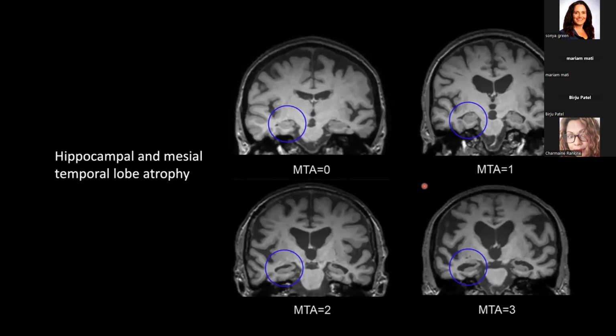I put this slide in here just to provide a little bit of background on how mesial temporal lobe atrophy is graded. You'll sometimes see these numbers show up in reports, but the bottom line is it's just really to highlight that it's not terribly hard to pick this up.